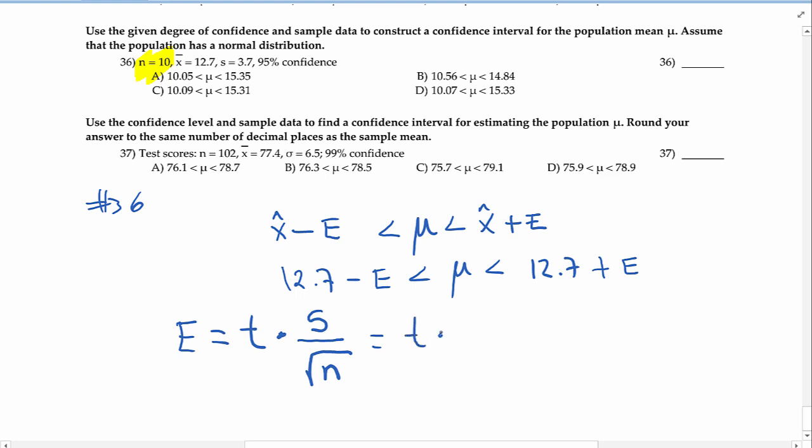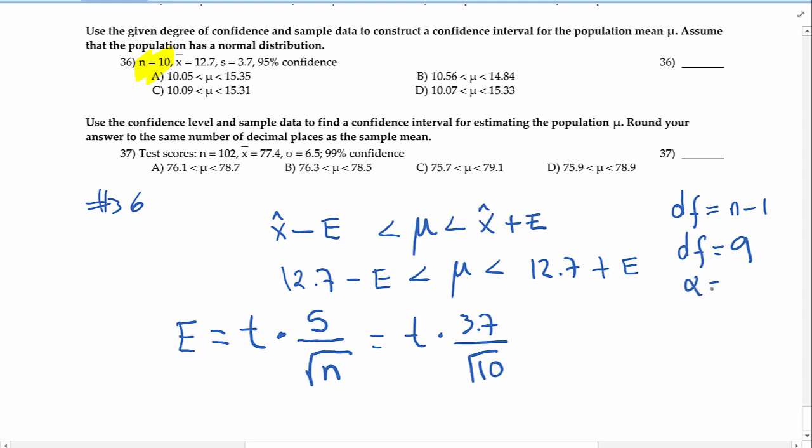In our case, the standard deviation of the population is given as 3.7, and the sample size is only 10. So the only thing that we need is the t. For that we use the t-table, and because we're creating a confidence interval, we always use two tails. We calculate the degrees of freedom, which is n minus 1. In this case, it's going to be 10 minus 1, which is 9.